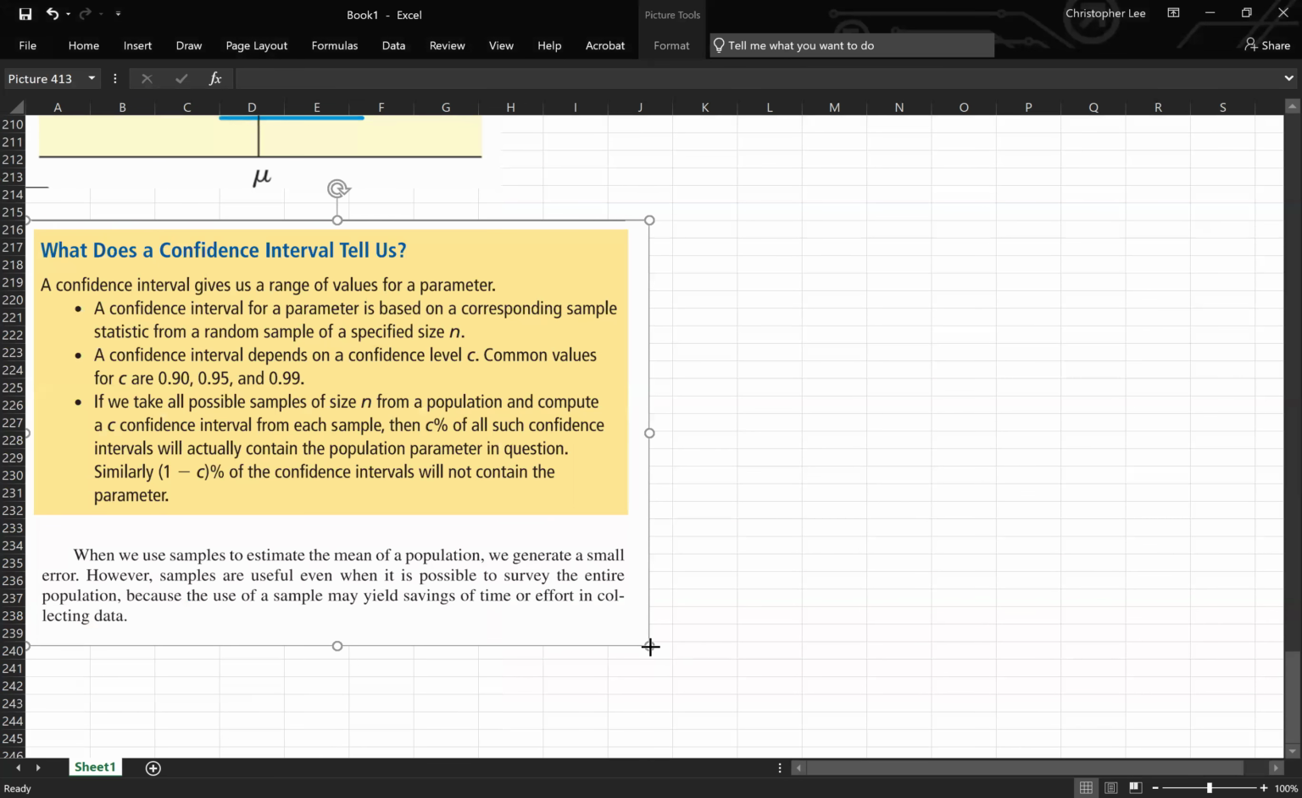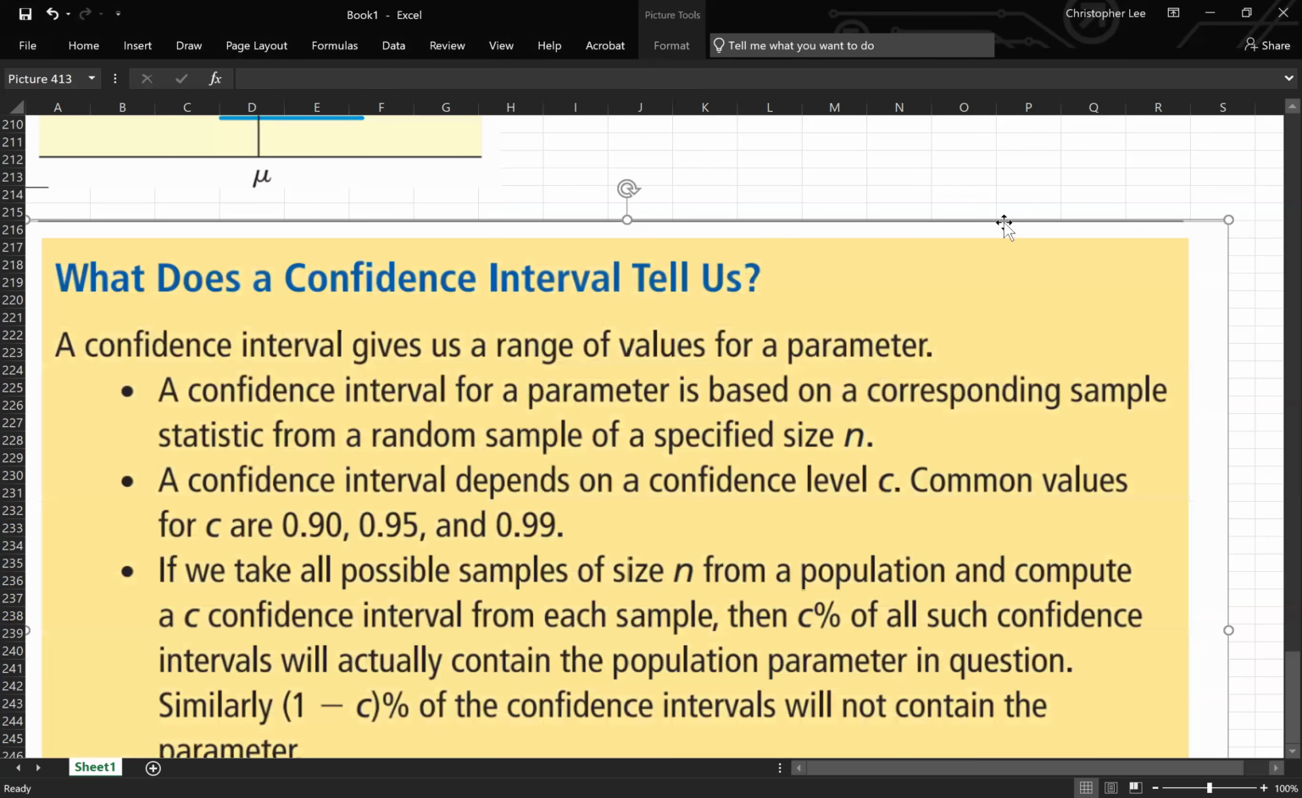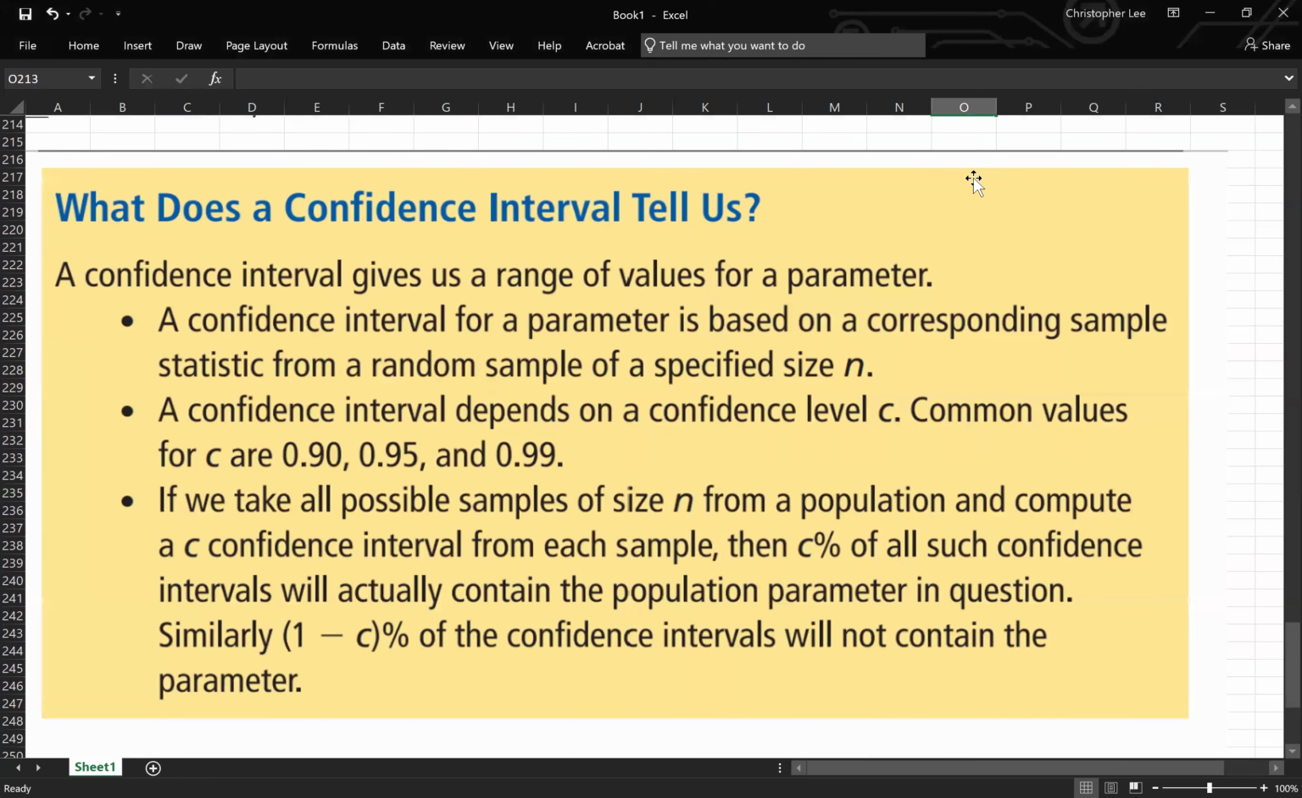So what does a confidence interval tell us? A confidence interval gives us a range of values for a parameter, period. That's what it tells you. A confidence interval for a parameter is based on a corresponding sample statistic from a random sample of a specified size n. So a confidence interval depends on a confidence level. Some common values for a confidence level might be 0.90, 0.95, which is there, 0.99.